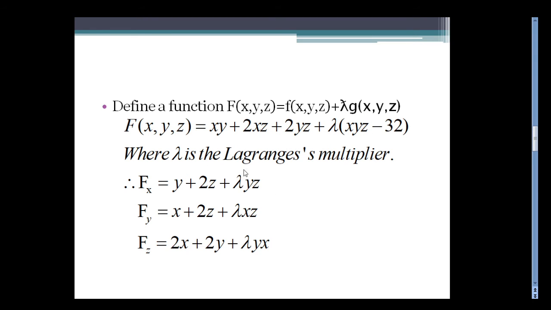So I have differentiated with respect to x. I got y plus 2z plus lambda into yz.